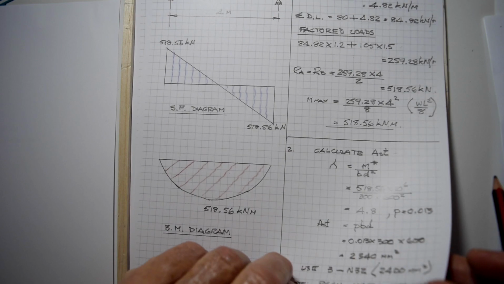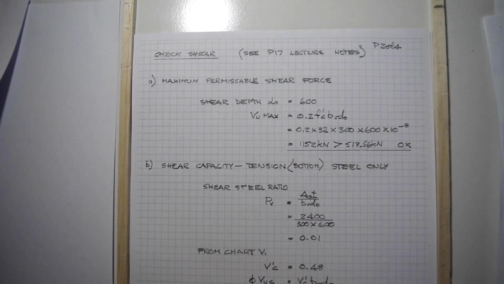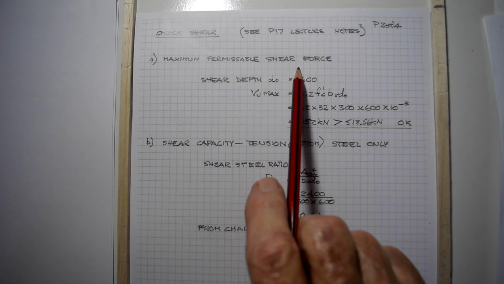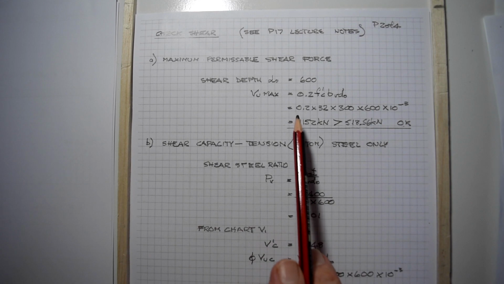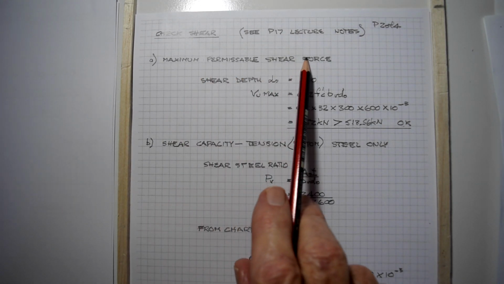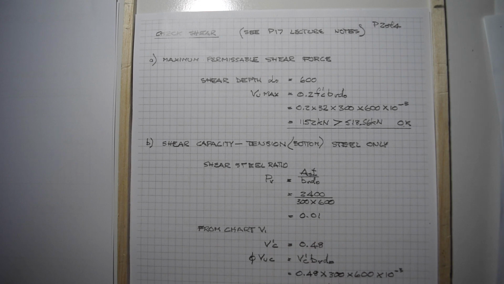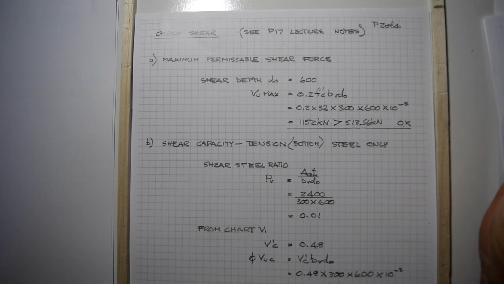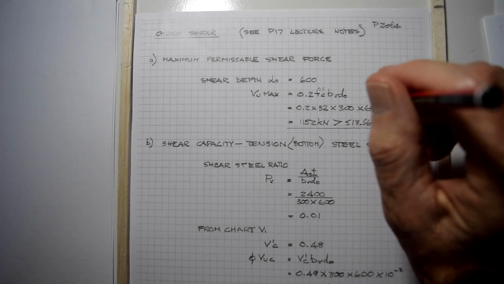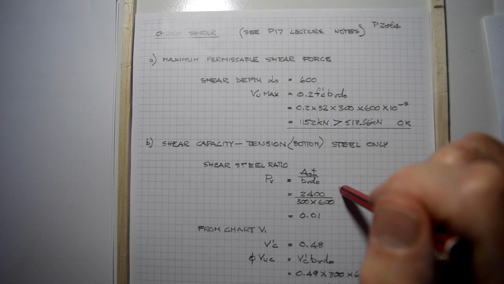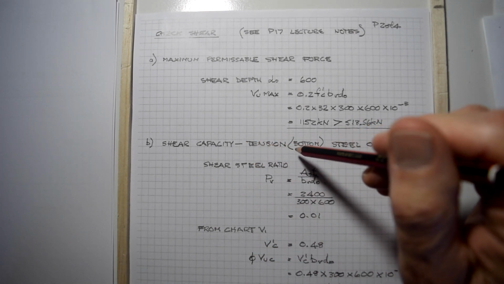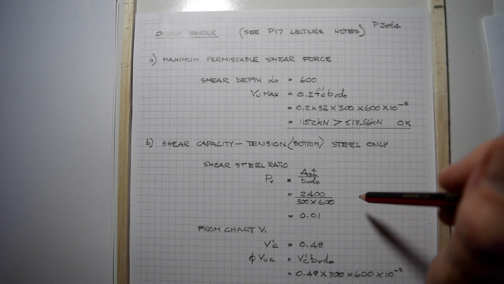So moving on, we are going to check the shear now. And I've referenced it back to your lecture notes, which we went through a bit earlier. First thing we have to do, just to go over it again, is work out the maximum permissible shear force that you can put on that size of concrete beam. That's this first calculation. The second calculation, B, is the capacity of the beam taking into account the tension or the bottom steel only, no ligatures.